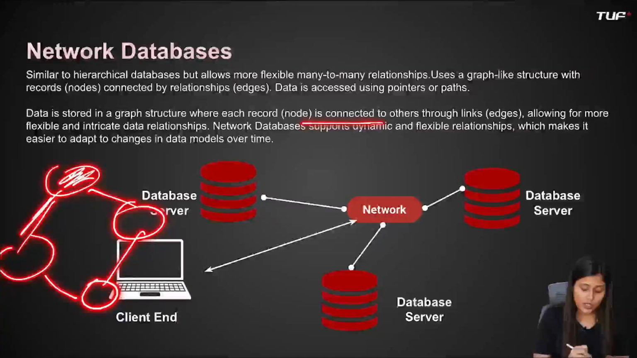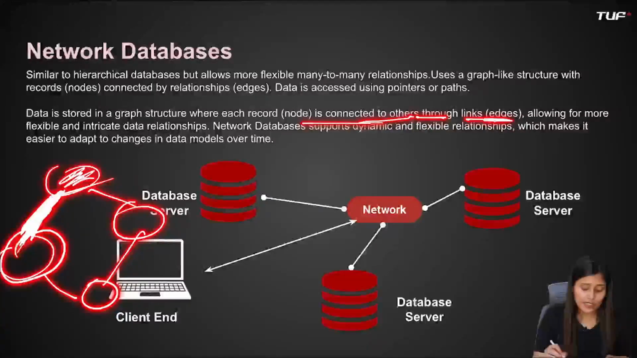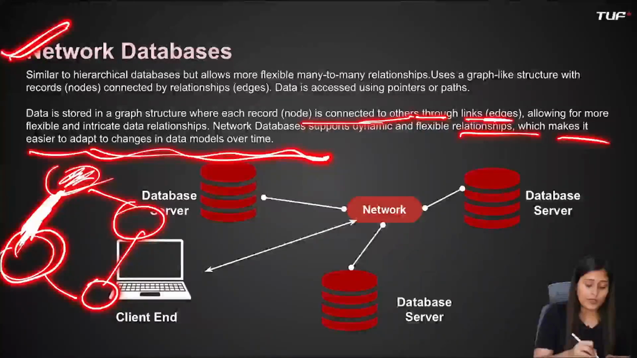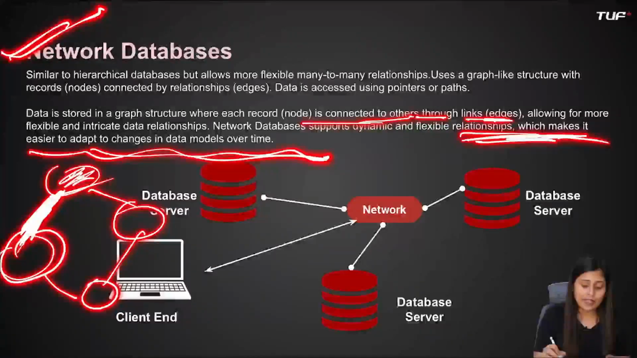And each record is connected to others via links, which are called edges, and this allows more flexibility. The network database supports dynamic, flexible relations, which makes it easier to adapt to changes in models. So the network database makes the relationships more flexible, which actually makes database retrieval very easy.